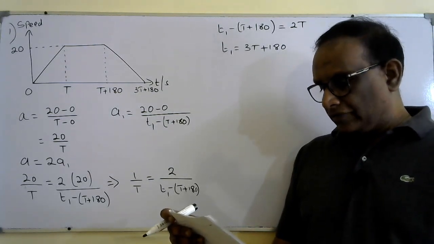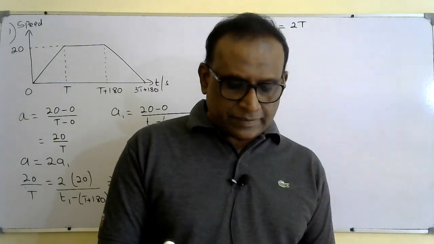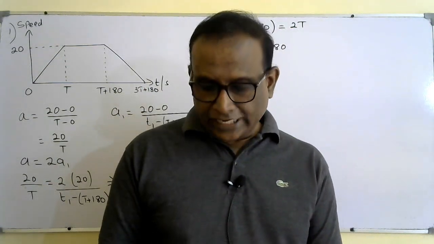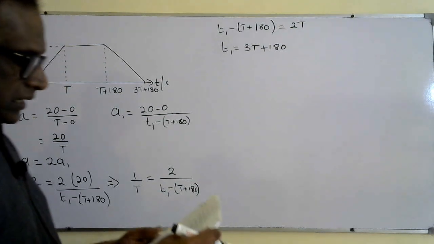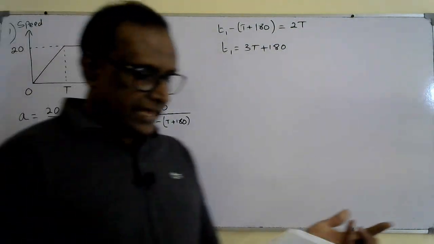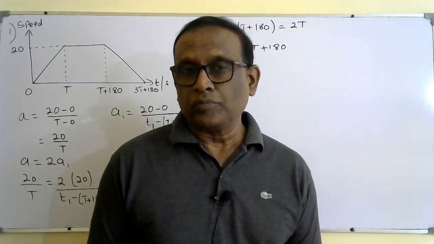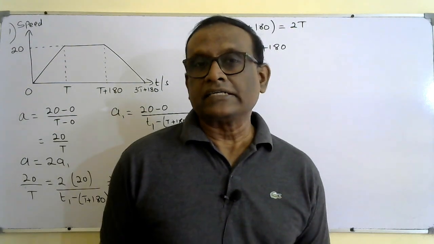Okay, part B: find the value of capital T. They are saying the distance between A and B is 4.8 kilometers. The speed is given in meters, so the 4.8 kilometers has to be converted to meters.